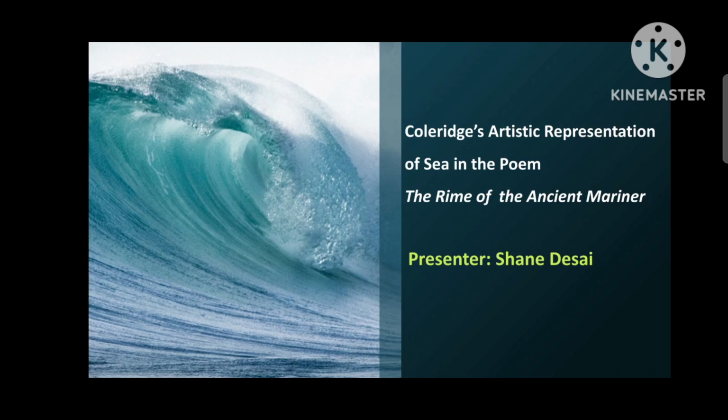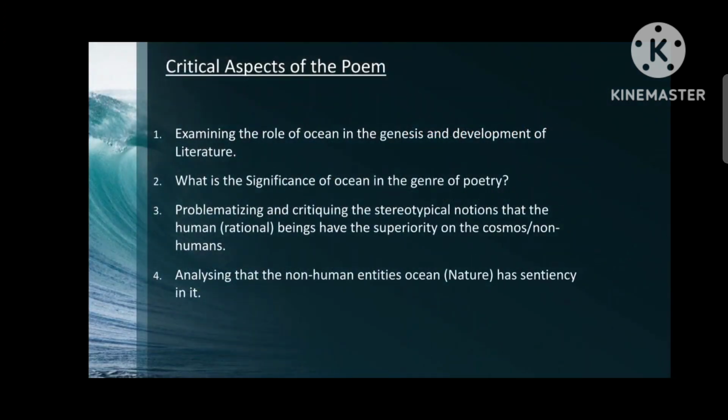So let's begin the critical evaluation and explanation of this poem. Yes, these are some of the critical aspects of this poem. Now this video will help you to understand and examine the role of the ocean in the genesis and the development of literature. From the very beginning, the ocean or the sea has played a very important and vital role in the genesis and development of literature, in evoking the imagination of writers, be it dramatists like Shakespeare, novelists like Conrad and Hemingway, or poets like Byron and Coleridge.